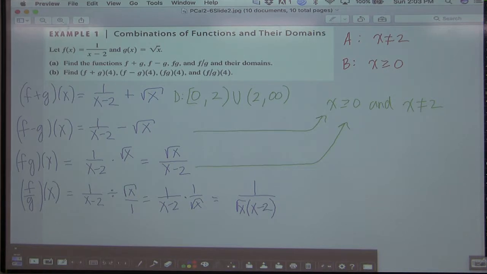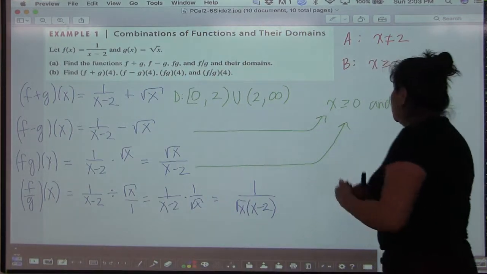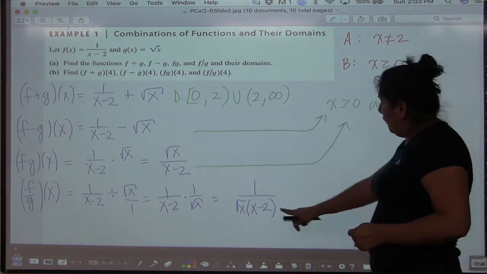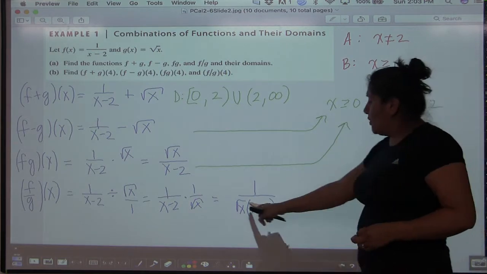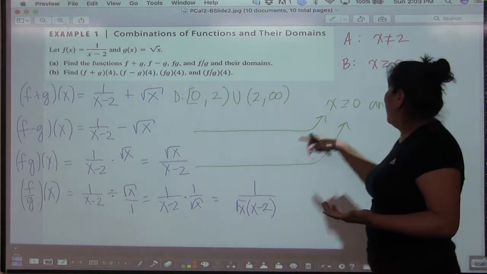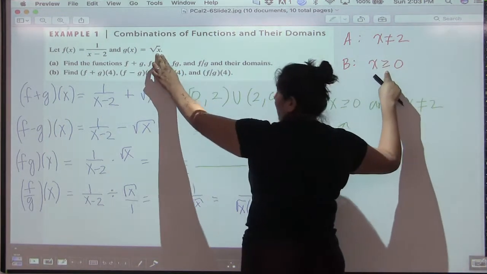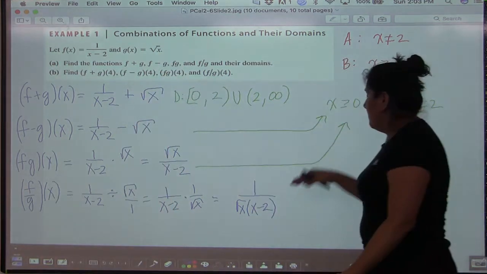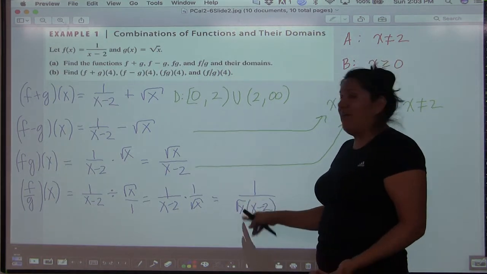So then as far as our domain, it's almost the same thing because we are still going to do the intersection of A and B, but in addition to that, we need to make sure that we don't equal 0 on the bottom. So we already took care of the 2 in this portion, in the A portion, but now we have a root x on the bottom. So before it was okay to have x equal to 0 for B, because in this scenario, you're not dividing by the square root of x, so you can have x equals 0, the square root of 0 is fine. But in this scenario, you can't have a 0 in the root, because if you have a 0 in the root, now you're dividing by 0.